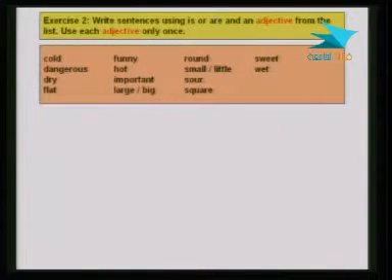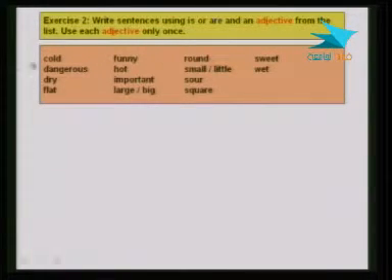All right. Now we'll go to the next slide, exercise number 2. Write the sentences using is or are and an adjective from the list. Use each adjective only once. Here is another exercise. And in this box again, we have some words, and I will say them, you repeat after me. يعني أنا راح أقولها وأنت إيش تعيد معي.